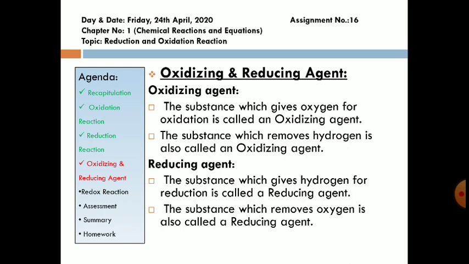What is an oxidizing agent? The substance which gives oxygen for oxidation is an oxidizing agent. It means it has oxygen, and during the reaction it gives oxygen to others. The substance which removes hydrogen is also called an oxidizing agent. Reducing agent: the substance which gives hydrogen for reduction is called a reducing agent. The substance which removes oxygen is also called a reducing agent.